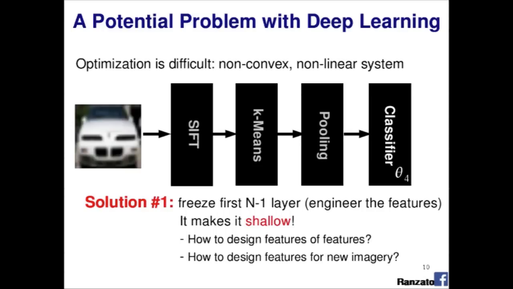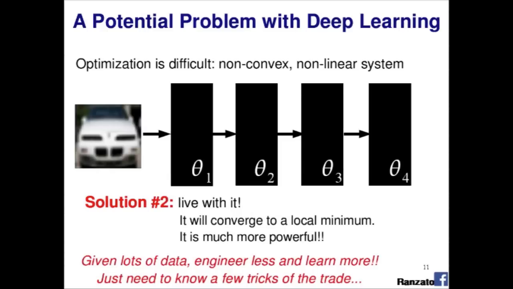One solution to this is to say I fix the first layers and I just train the topmost one. However, this reduces the system then to the shell approach that we have seen before. And there is the problem of how to design good features and how to then redesign them when you change the kind of imagery that you are considering. Instead, we say, well, we are brave and we hope for the best, and we're going to converge to a local minimum, but that's fine, as we shall see.